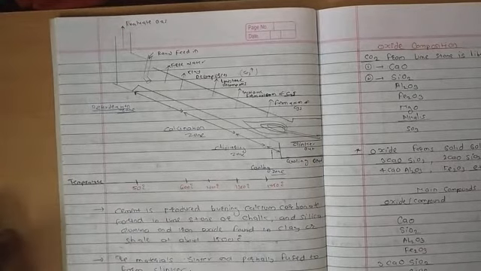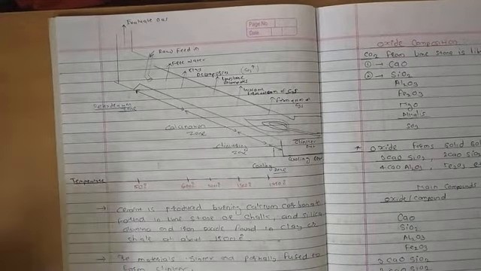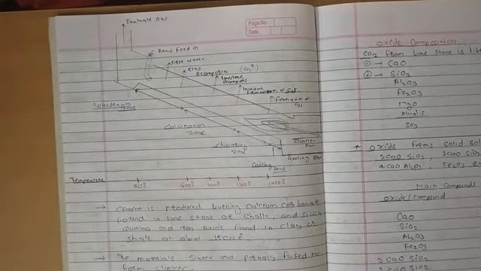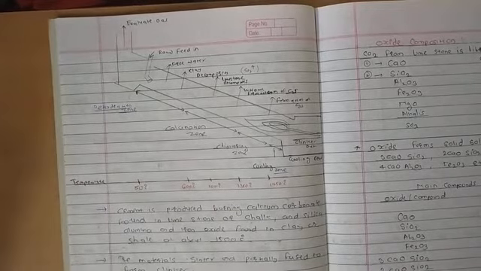The materials combine and properly fuse together to form clinkers. What are these clinkers? Clinkers are just small balls. They are small balls with the water present in them.